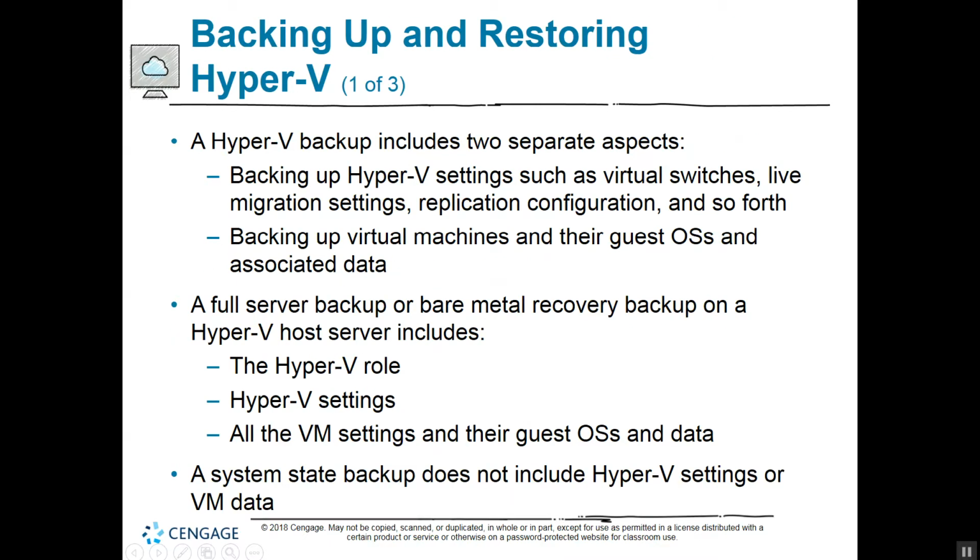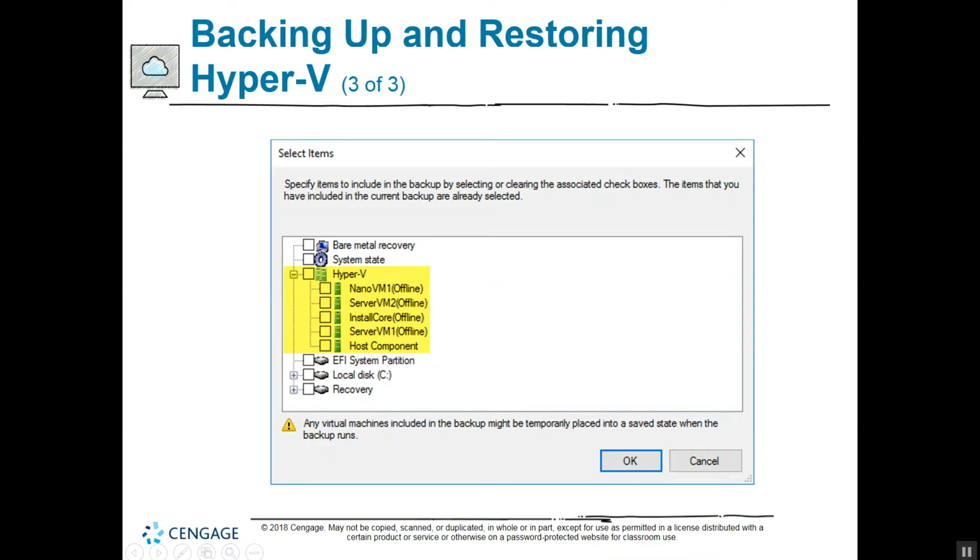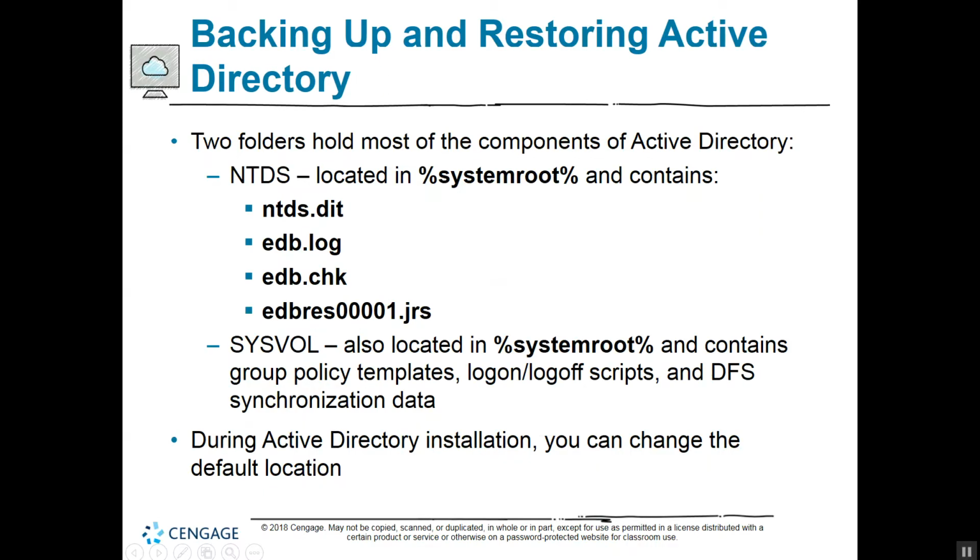Hyper-V backup includes two separate aspects: backing up Hyper-V settings such as virtual switches, live migration settings, replication configuration, and so forth, and backing up virtual machines and their guest OSs, as well as associated data. VMs can be running or shut down when you do the backup. And here we are doing a backup of Hyper-V. You do it of system state, bare metal. So we just pick what it is that we want to have backed up.